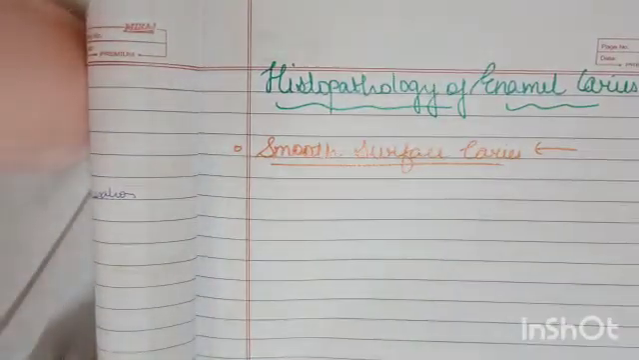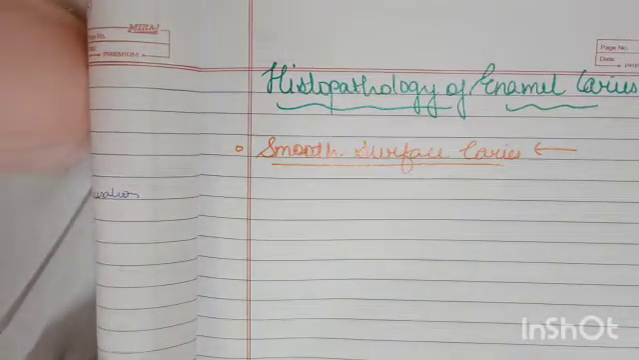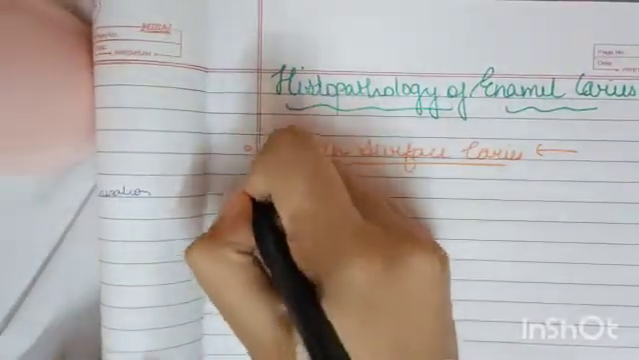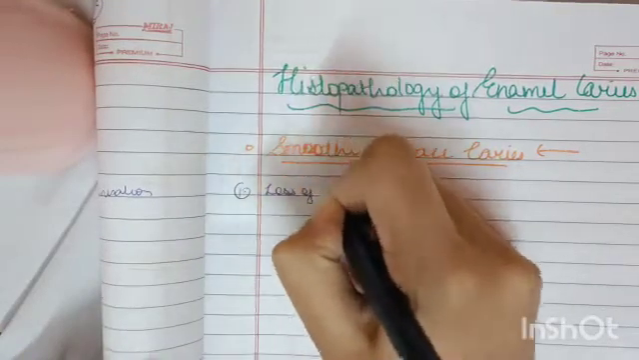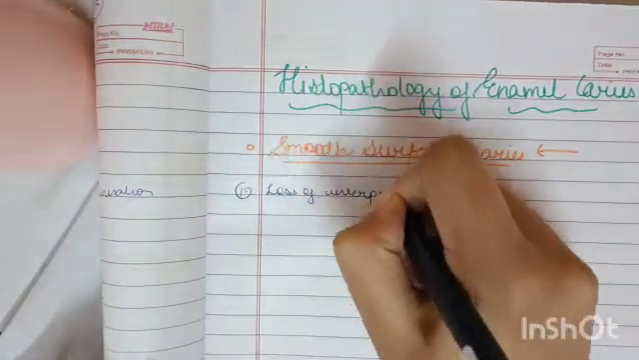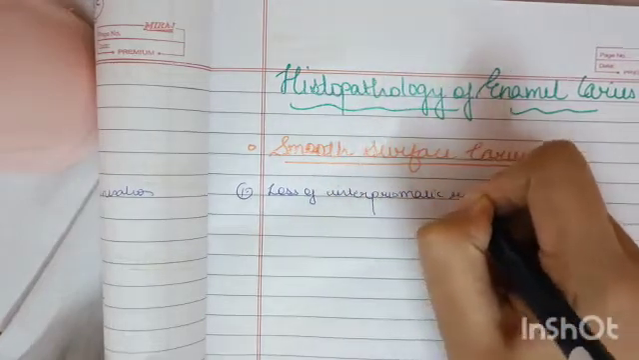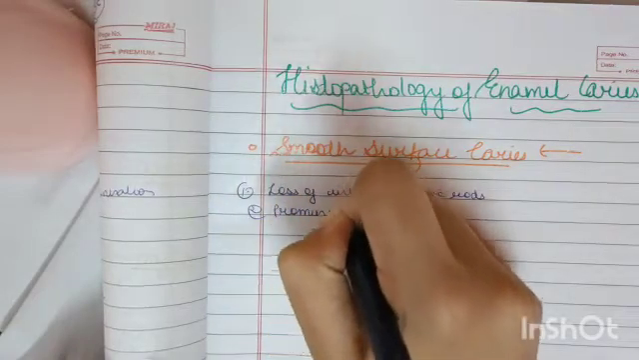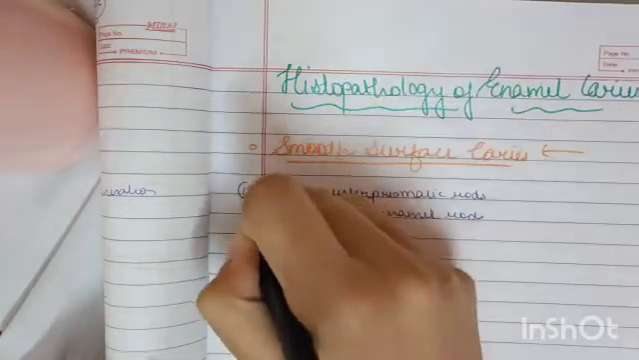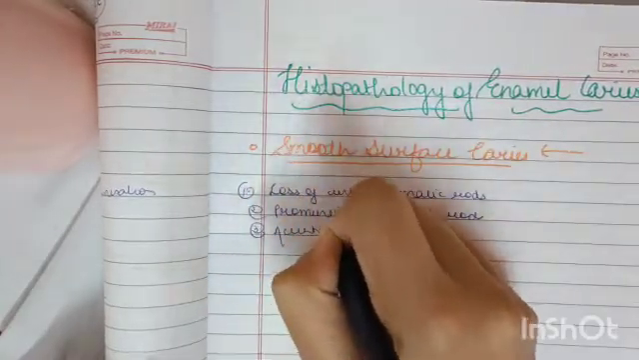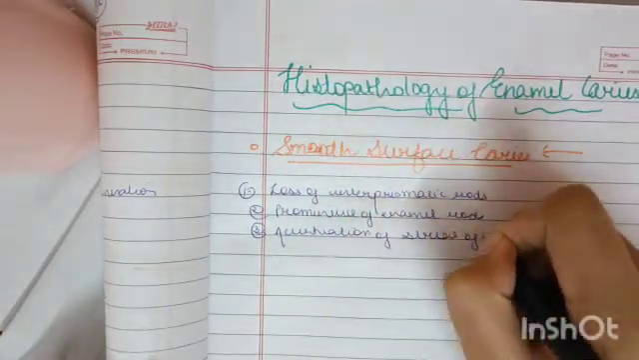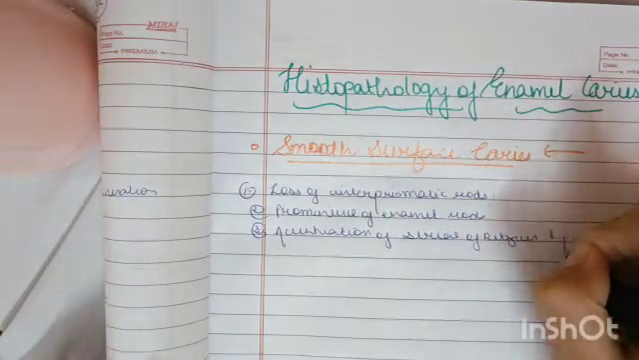In this video, we'll discuss the histopathology of enamel caries. So, coming on to the smooth surface caries. In smooth surface caries, first of all, what you will see is there will be loss of interprismatic rods, the prominence of enamel rods, then the accentuation of stria of Retzius and perikymata.